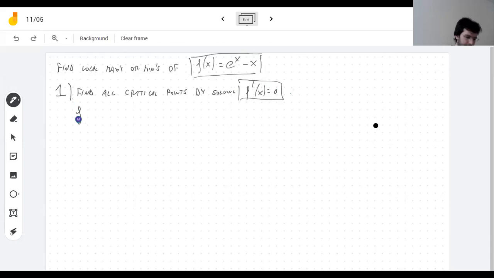So what's the derivative of this function? Is it e to the x minus one? Yes, it is. Thank you, Adam. The derivative of e to the x is itself. The derivative of negative x is negative one. So I need to solve e to the x minus one equals zero.